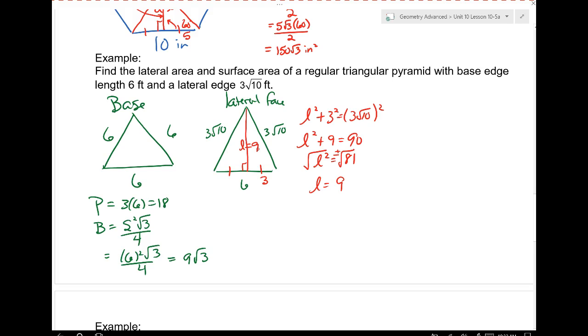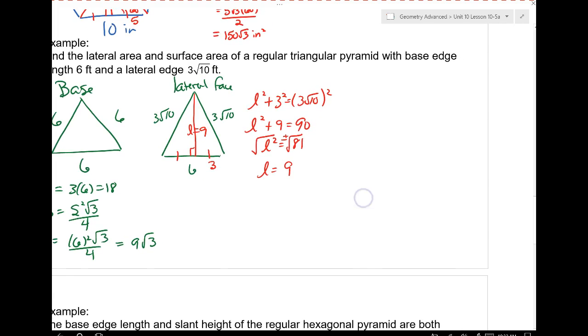A little bit of work, not impossible, but the moment they say lateral edge, think like this type of drawing with your lateral face. It makes your life a lot easier. Makes it a lot easier. All right, let's go for it.